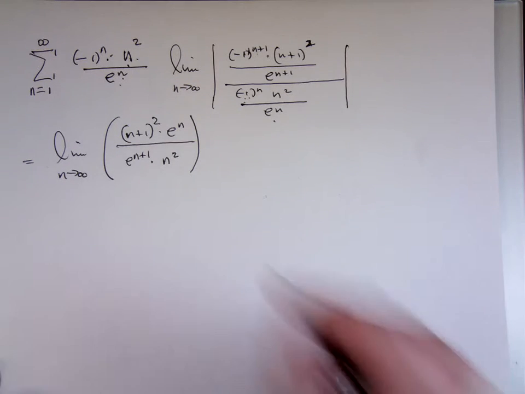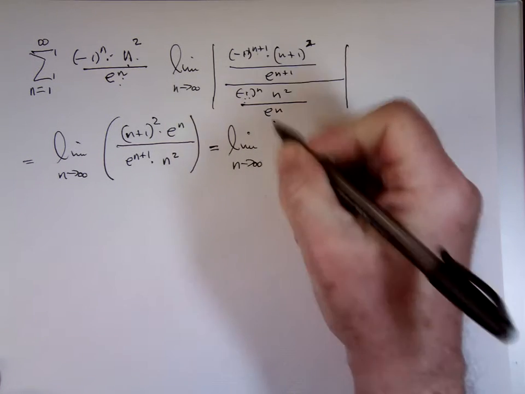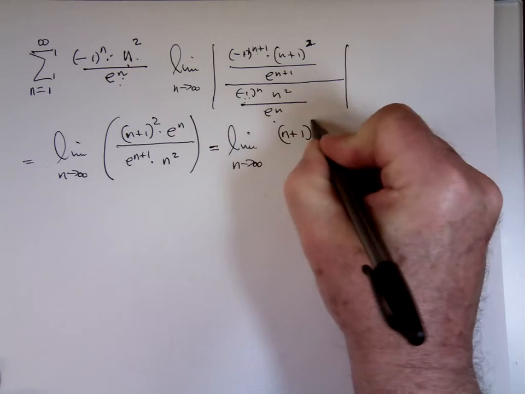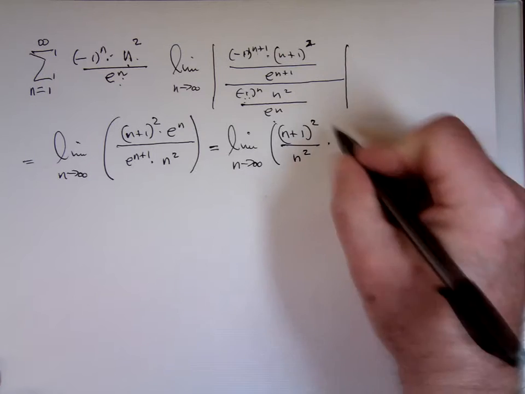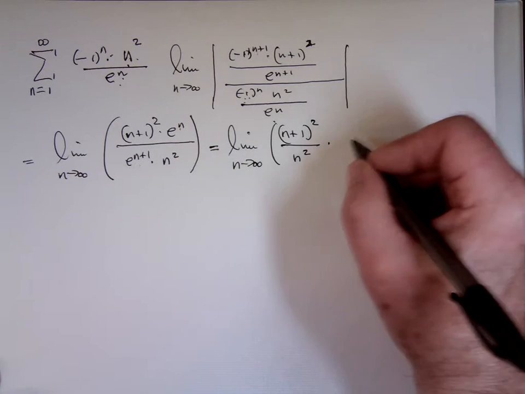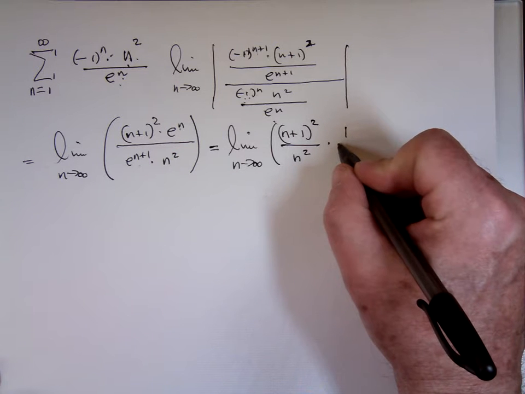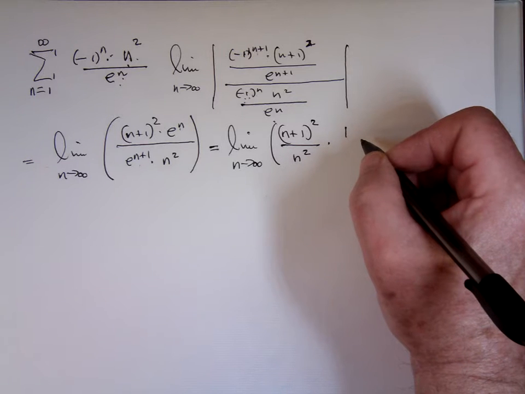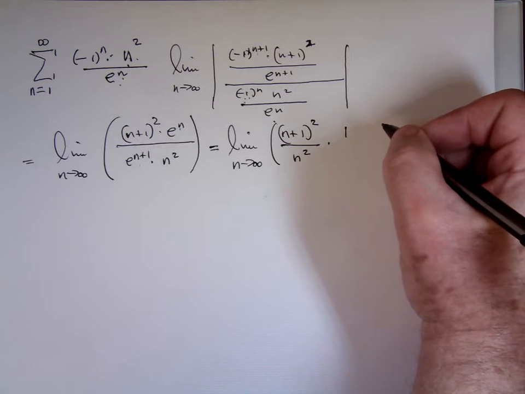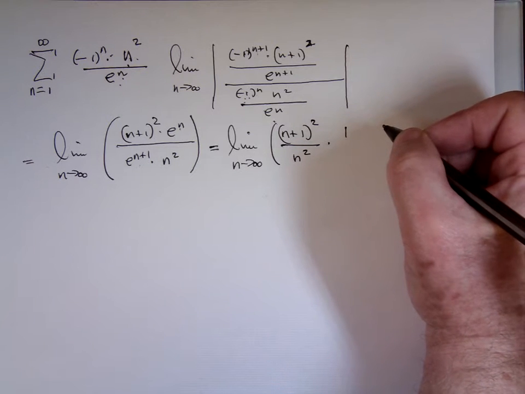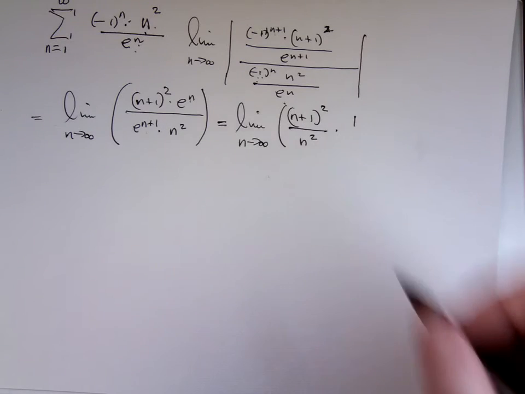Okay. So what do we have here? Limit as n goes to infinity. We have an n plus 1 squared over an n squared. I'm going to group those guys together. Over here we have e to the n over e to the n plus 1. What does that simplify to? What is it? I don't know if I heard it yet. 1 over e is correct.